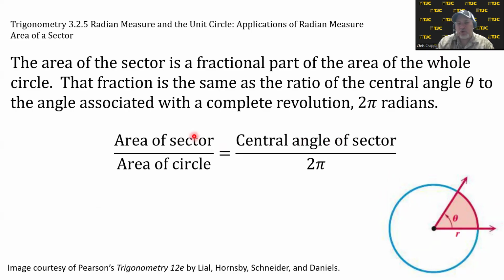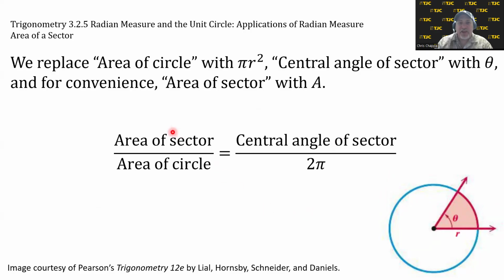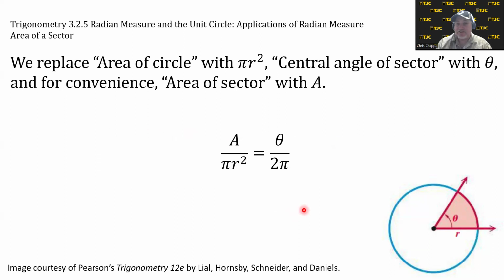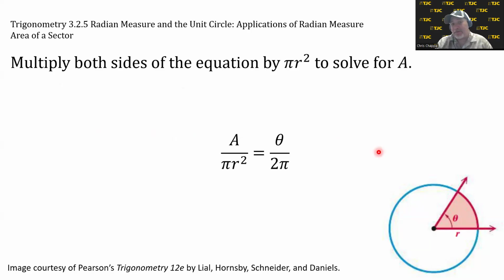So the proportion is: area of a sector compared to the area of the circle is equal to the central angle of the sector divided by 2 pi. We'll replace area of a circle with pi r squared, central angle of a sector with theta, and for convenience, area of a sector with capital A. This is pretty easy to solve for A. We just have to multiply both sides of the equation by pi r squared.